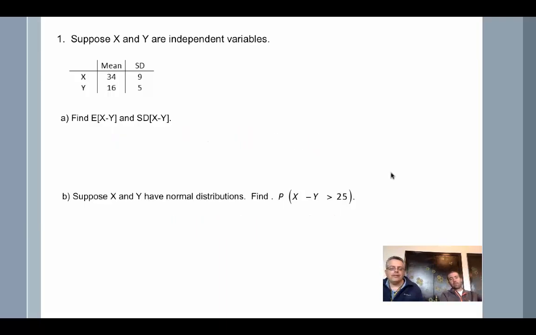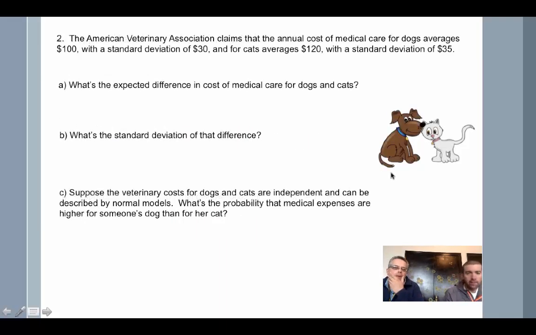All right. Here's the puppy and cat problem. There are two like this. The American Veterinary Association claims that the annual cost of medical care for dogs averages $100, standard deviation 30, and for cats 120.